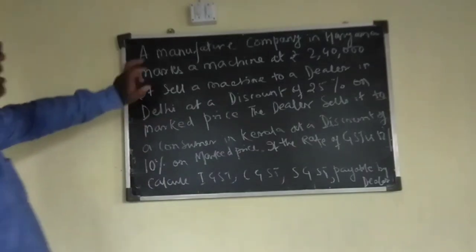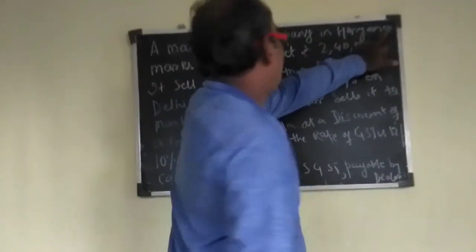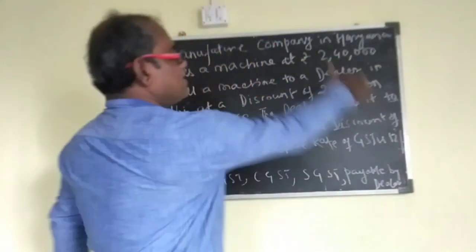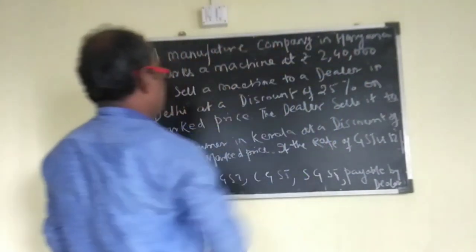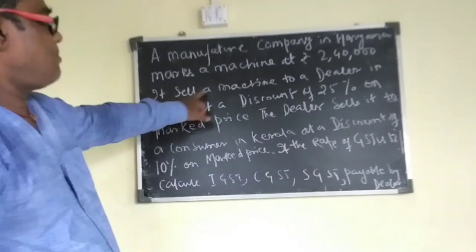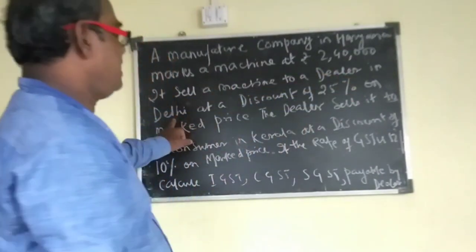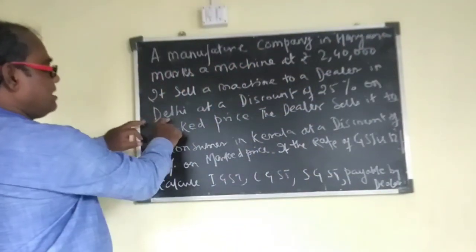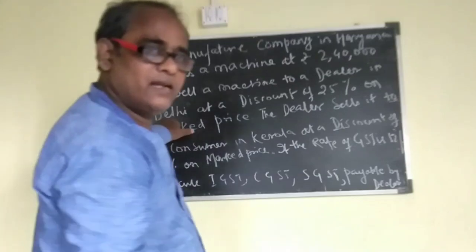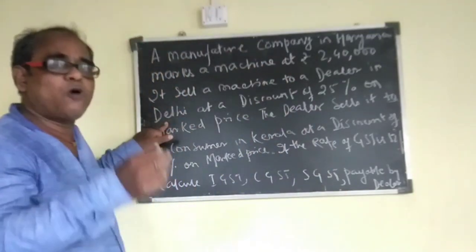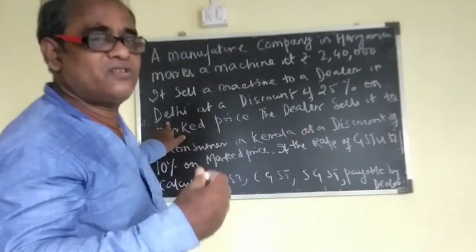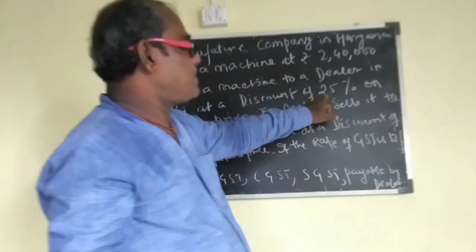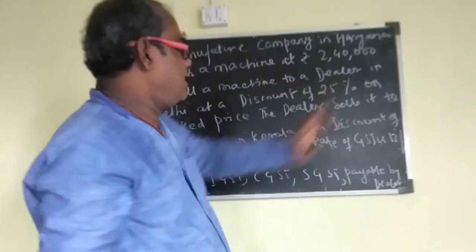So the question is, a manufacturer company in Haryana marks a machine at rupees 2,40,000. That means this is the marked price, he has done it. It sells the machine to a dealer in Delhi. So the manufacturer company from Haryana is selling the machine to a dealer who lives in Delhi. That means the transaction was out of state. It is interstate transaction. And he sells the machine by giving 25% discount to the dealer of Delhi.